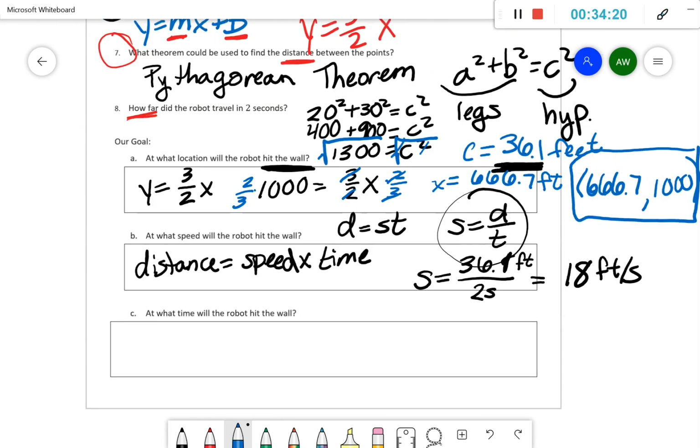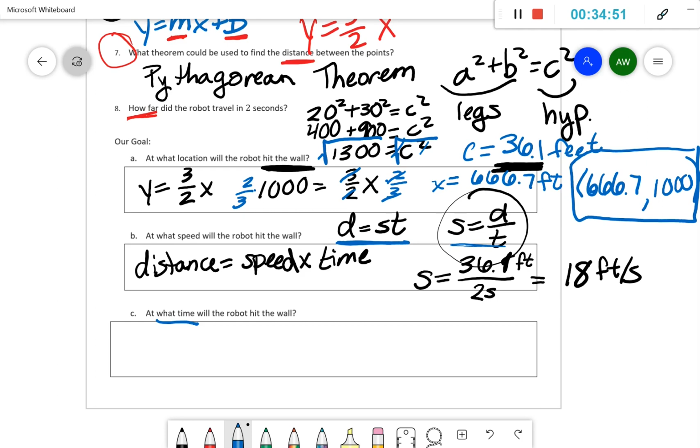Now for part C. At what time will the robot hit the wall? So this is a really important question because we really need to know how far are we going, right? The equations that we have that deal with time are this distance equation, right? Distance is equal to speed times time. And this rearrangement of that equation, speed is equal to distance divided by time, right?